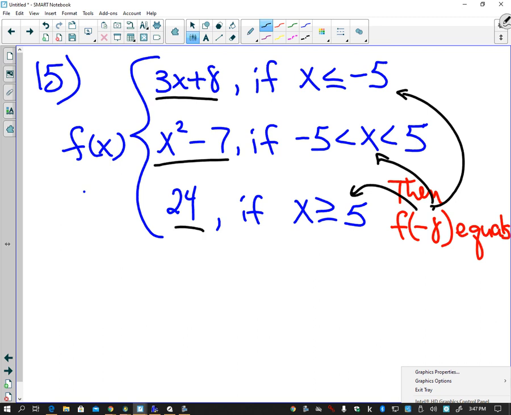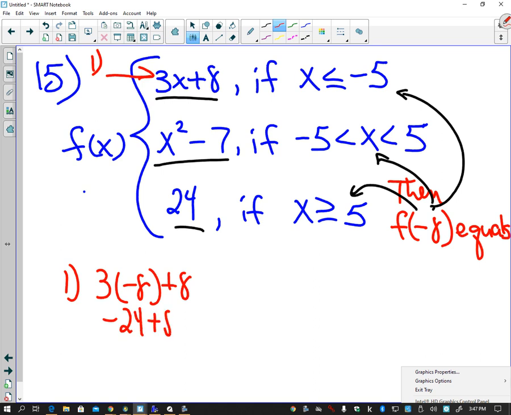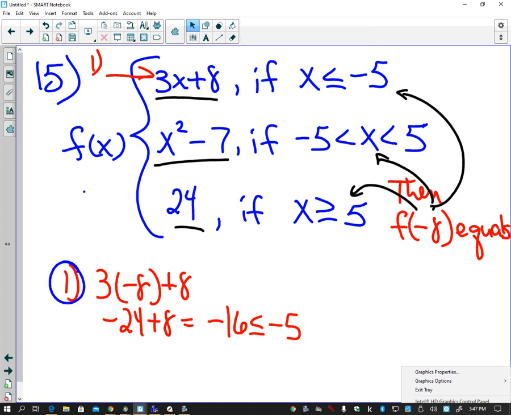So on our first one, this one right here, 1, we're going to say 3 times negative 8 plus 8. Well, 3 times negative 8 is negative 24, plus 8 is negative 16. Is negative 16 less than or equal to negative 5? Well, negative 16 is less than negative 5. So it appears so far that this works. We'll come back to that in a second.